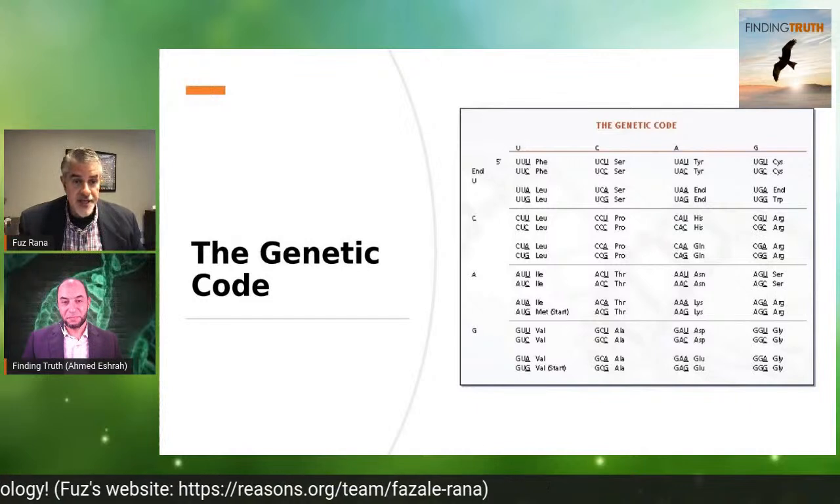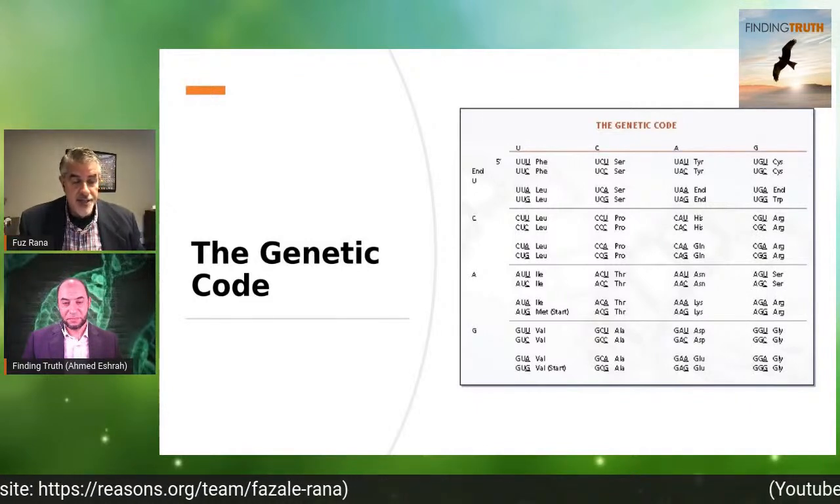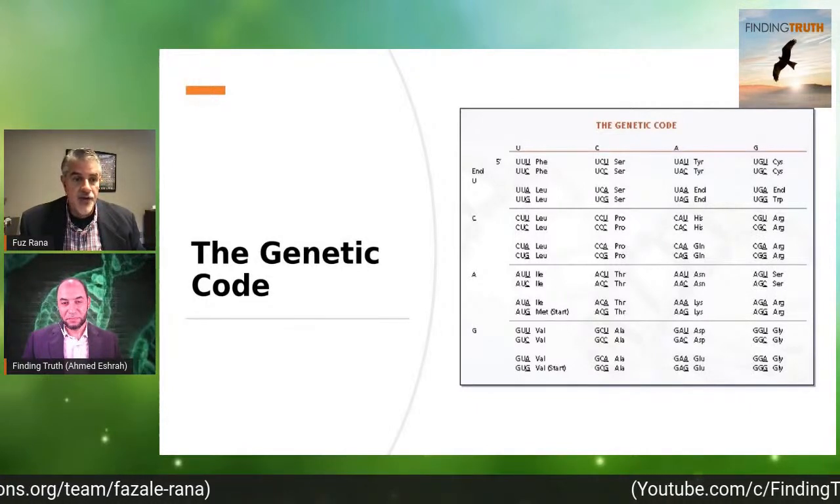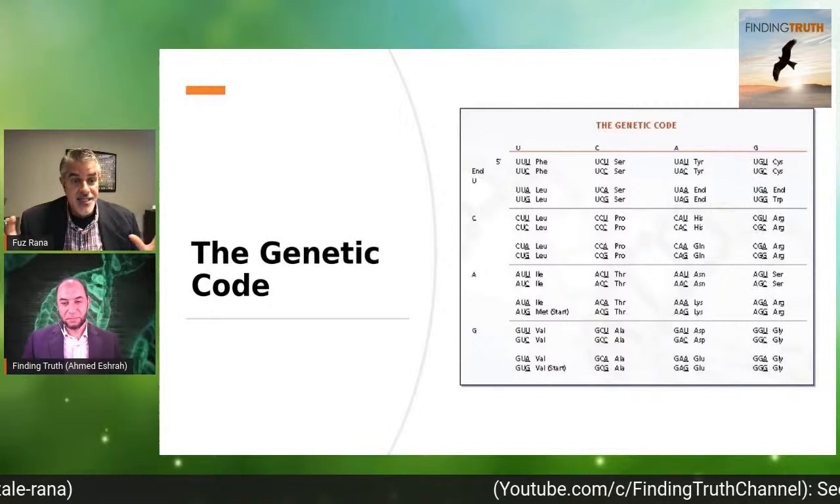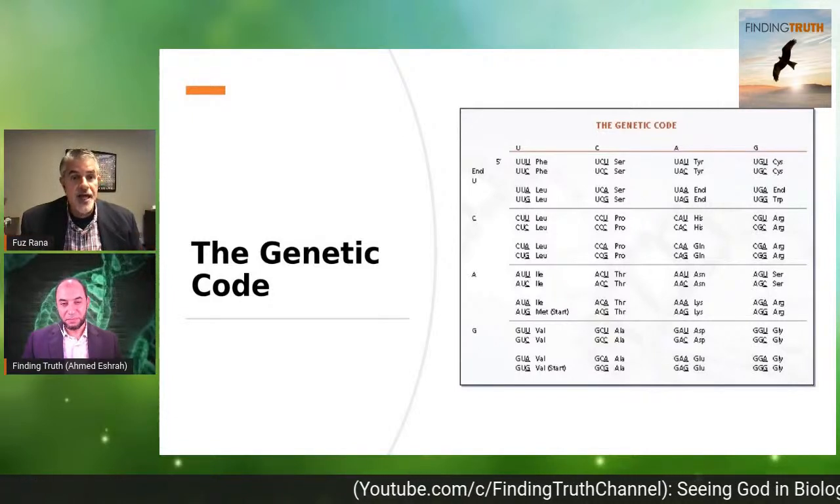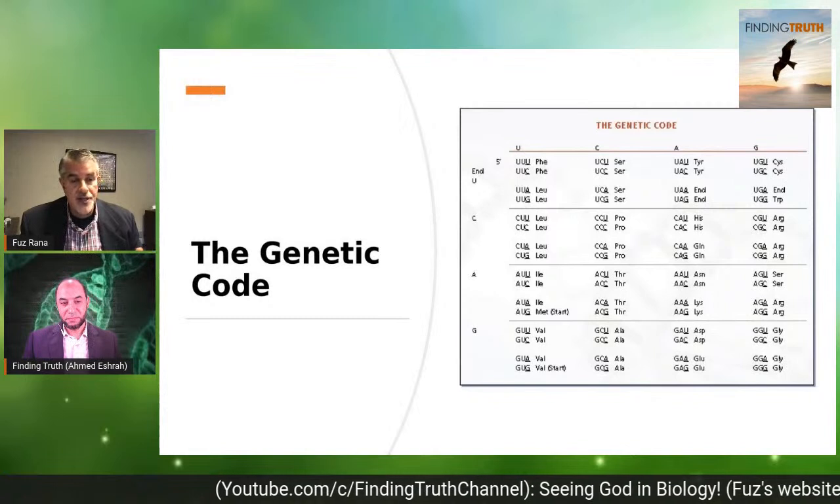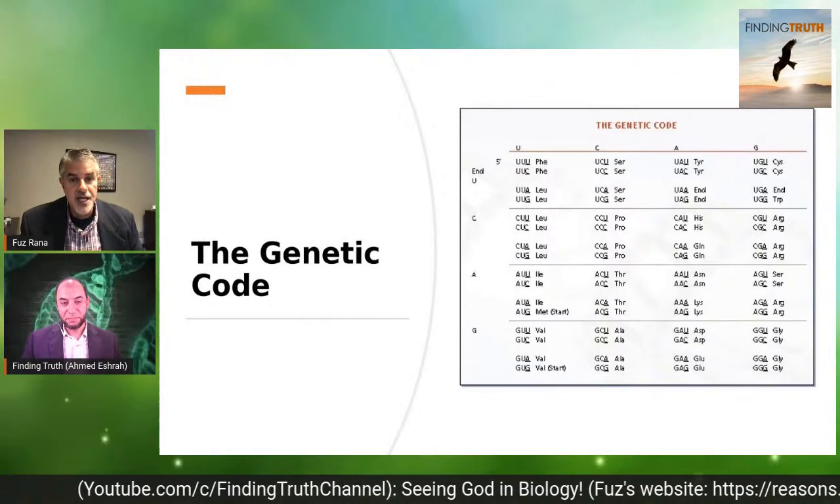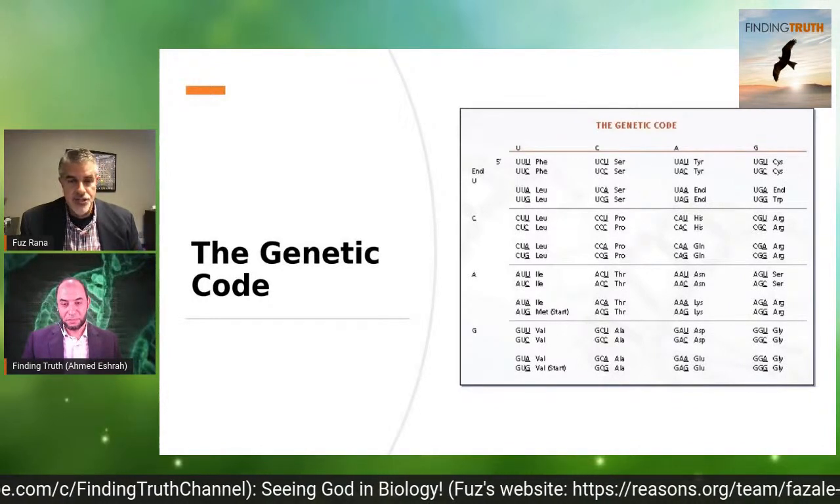It gives meaning to the information in the nucleotide sequences of DNA and RNA, and then it shows how that information can be functionally expressed in the form of proteins. So this is essentially the genetic code.